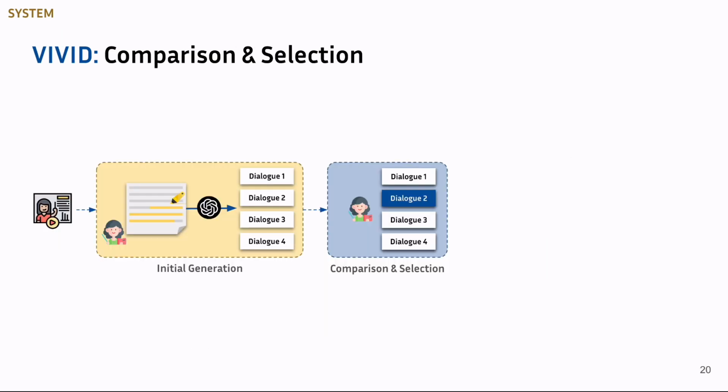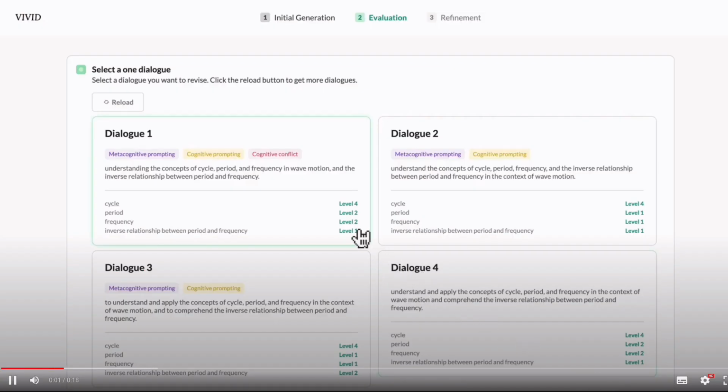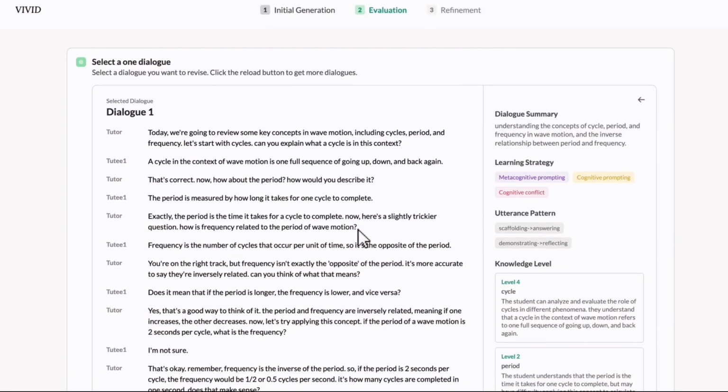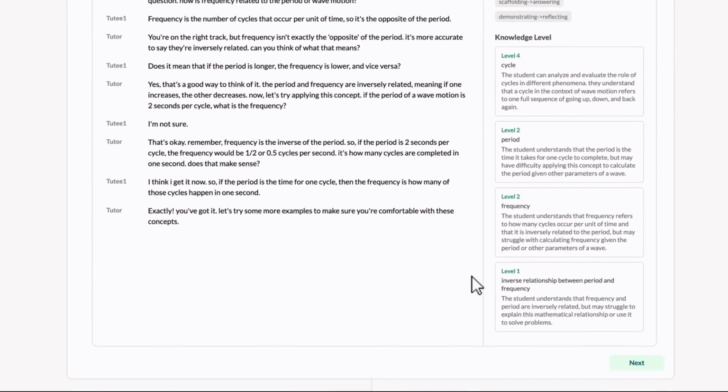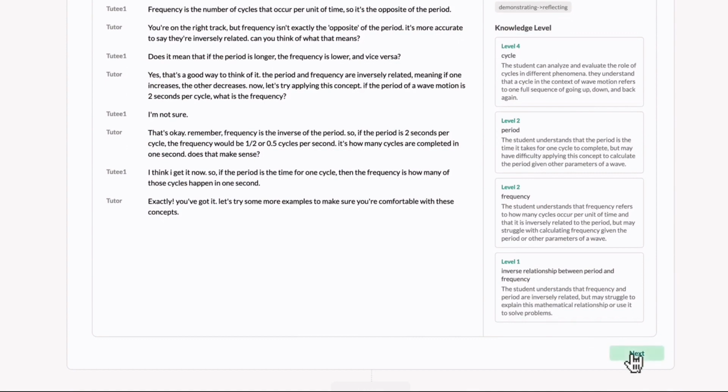Instructors then compare and select the generated dialogues. Each dialogue is shown in card format. When the instructors choose a card, they can see the knowledge level of the direct learner, key learning strategies, and utterance patterns.